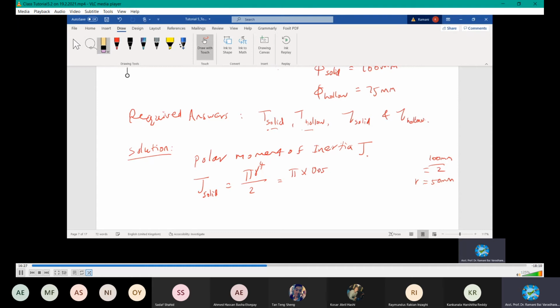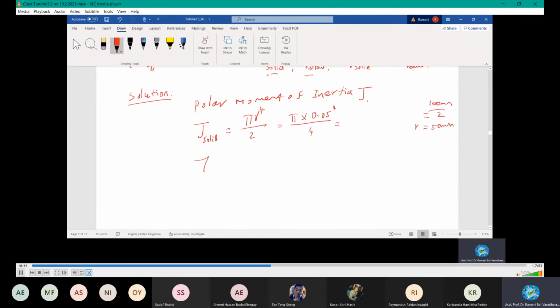0.5. 0.5 power 4, correct? Power 4 divided by 4. What is the answer? Give me the answer. And then similarly, I write the value for hollow.